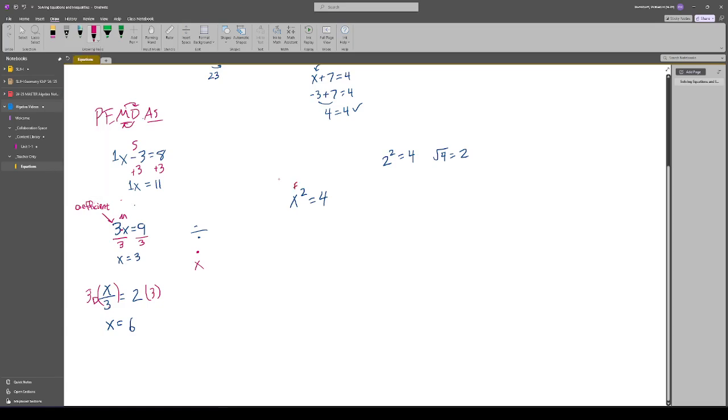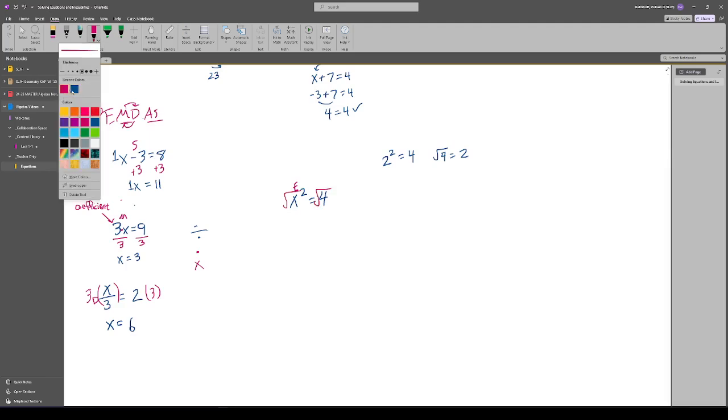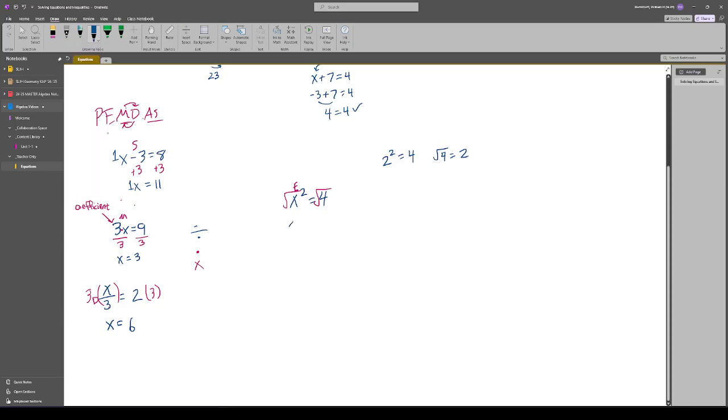For now, we're just going to say if we have x squared, then let me grab this color. So this is an exponent. So to undo that exponent, I'm going to square root both sides. When I do that, the square root of x squared is just x, and the square root of 4 is 2. So in this case, x is equal to 2.